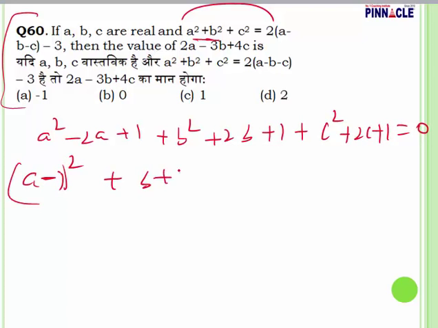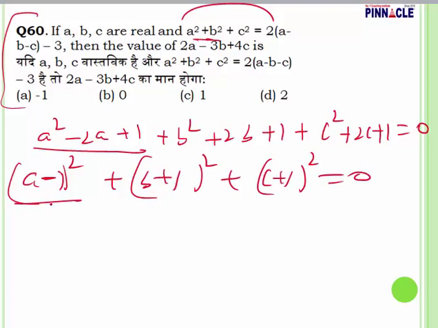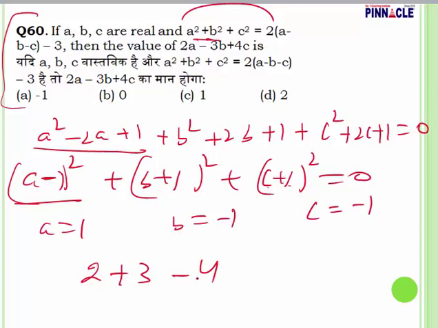(a minus 1) square, (b plus 1) square, and (c plus 1) square should be equal to 0, because this expression is equal to this. So a minus 1 is equal to 0, then a is equal to 1. b plus 1 is equal to 0, then b is equal to minus 1. c plus 1 is equal to 0, then c is equal to minus 1. Now see, 2a means 2, minus 3b, minus minus, it would be plus 3, and 4c, that is 4 into minus 1. So 3 plus 2, 5 minus 4, that is 1. Answer should be 1. C should be the answer.